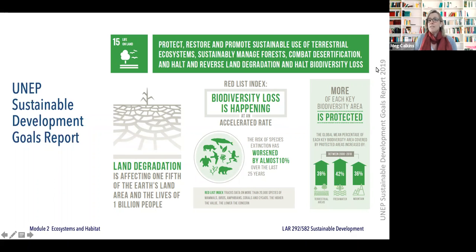But we'll also see some good news that more of each key biodiversity area is protected. In terrestrial areas, freshwater areas, and mountainous areas between 2000 and 2018, there's been an increase in each biodiversity area that's protected. So that's some good news.